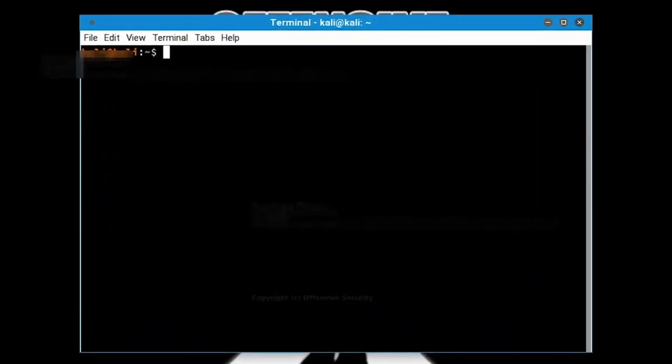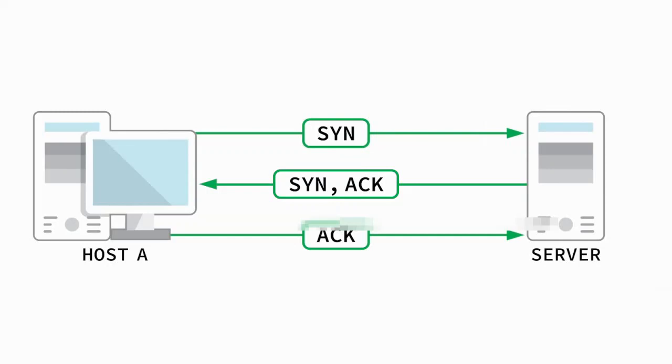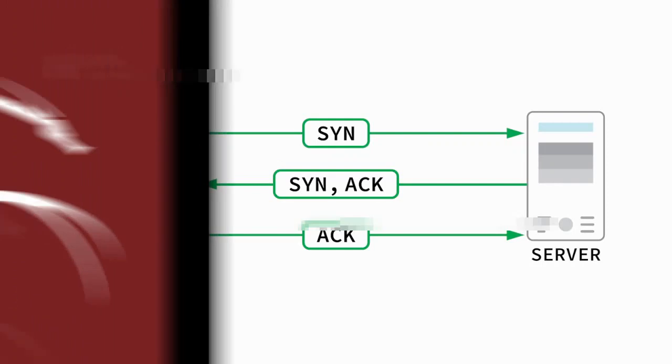In basic terms, a host sends a TCP SYN packet to a server on a destination port. If the destination port is open, the server responds with a SYN ACK packet, and the client host sends an ACK packet to complete this handshake. If the handshake completes successfully, the port is considered open.